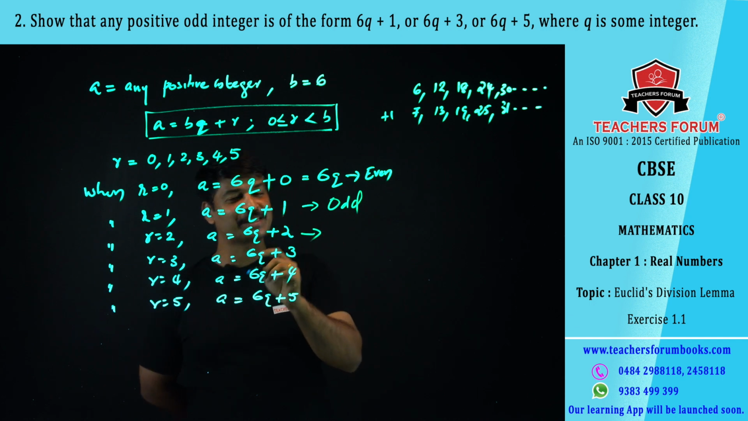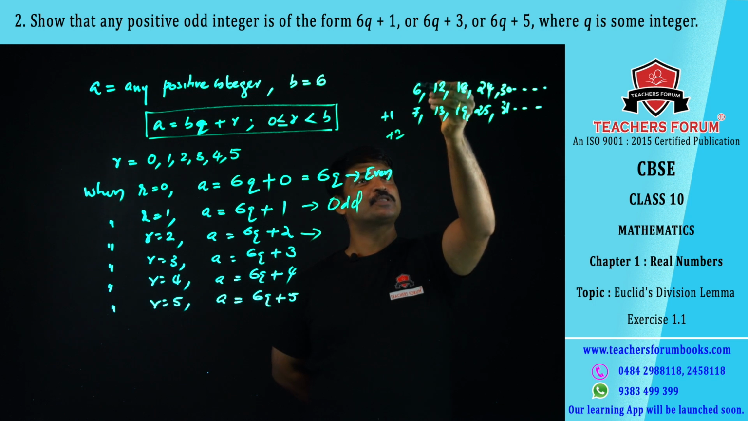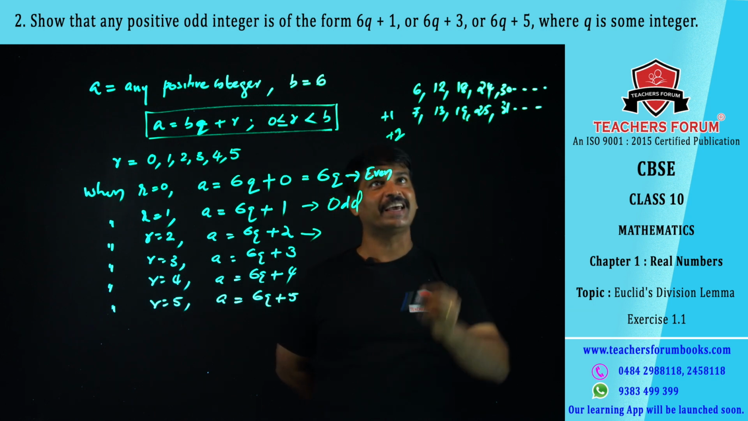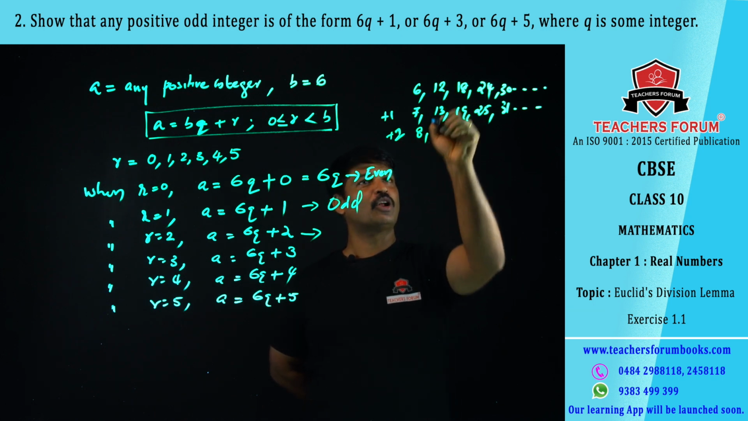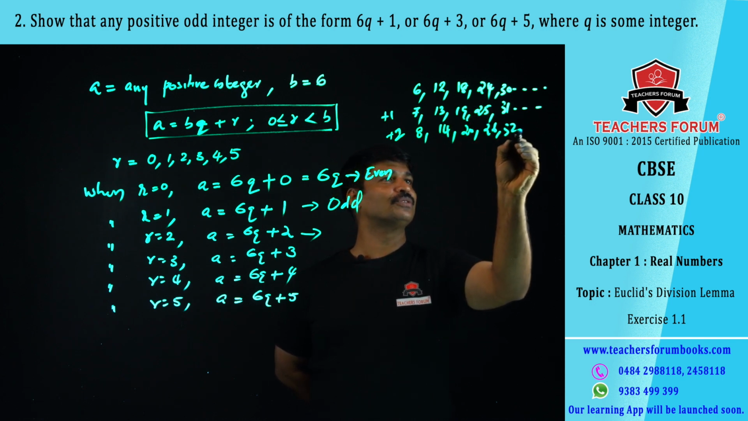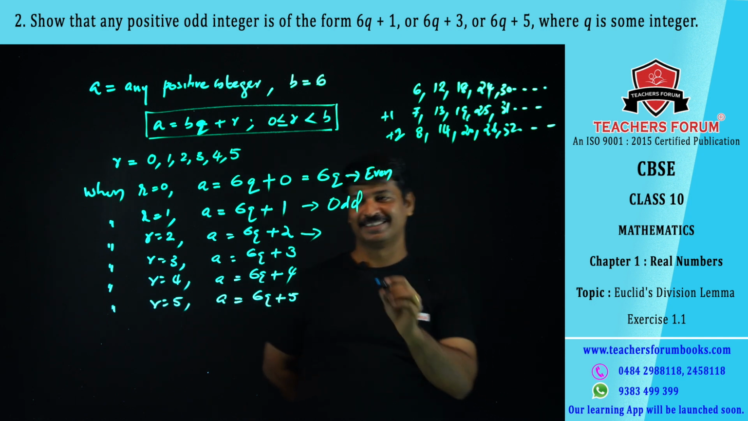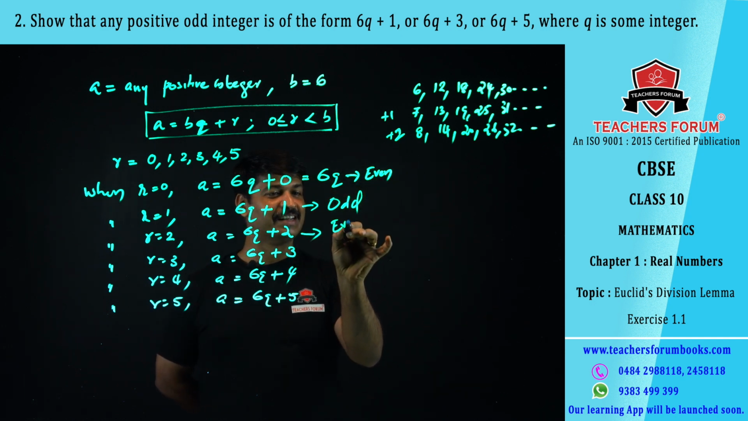Now, let us see what 6q plus 2 is. Let us add plus 2 here. What is 6 plus 2? 8. 12 plus 2, 14. 18 plus 2, 20. 26. 32. These all are even numbers. So, 6q plus 2 is even.